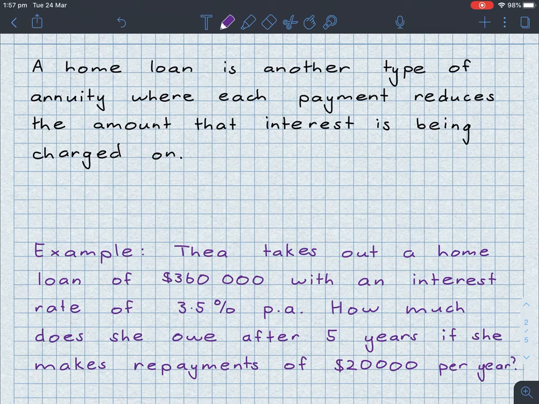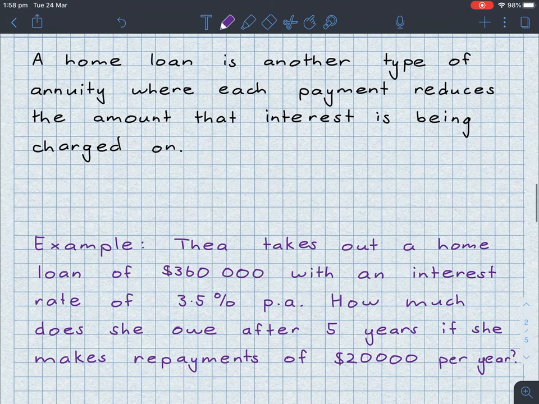Our example says that Thea takes out a home loan of $360,000. Her interest rate is 3.5% per annum. How much does she owe after 5 years if she makes repayments of $20,000 per year? Now, this is only contributing money once a year, so we're only going to compound the interest once a year. This is not a particularly realistic example because in real life, people tend to pay their home loans down fortnightly or monthly. But it will show you what the calculations need to look like.